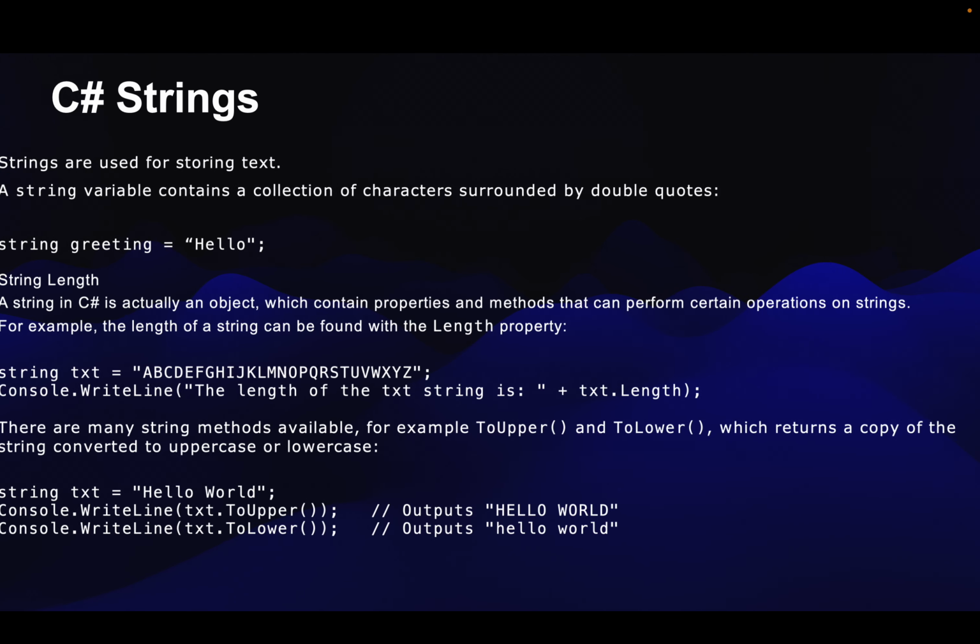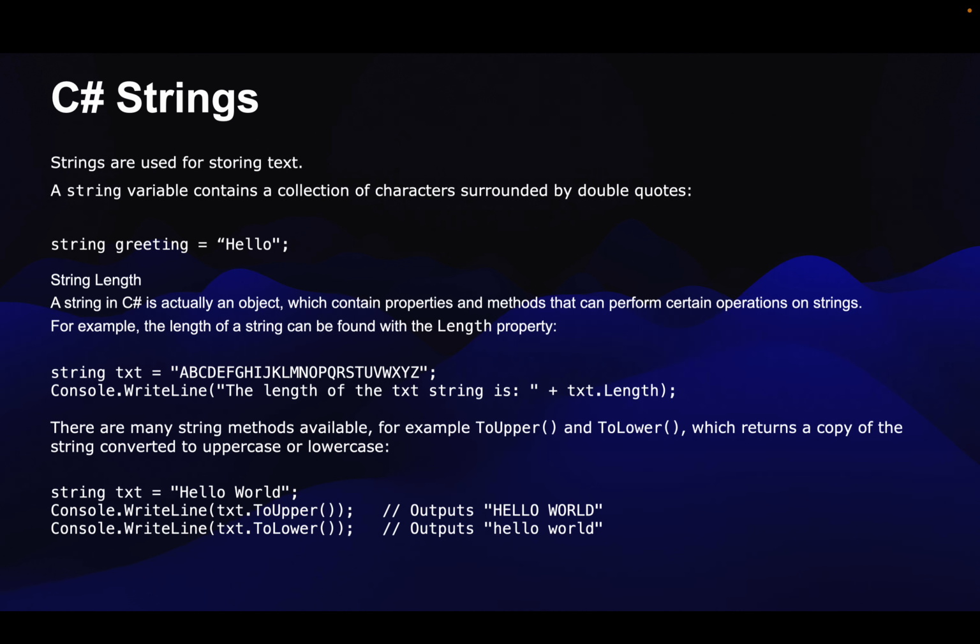This is Arun here, and today this is class 6 of C Sharp, and in this class we are going to discuss the string. Strings are used for storing text, meaning we can store text inside a string. The main thing is that whenever you write anything inside a string variable, you have to write it inside double quotes. So a string variable contains a collection of characters surrounded by double quotes. You can see this example: string greeting equal to hello.